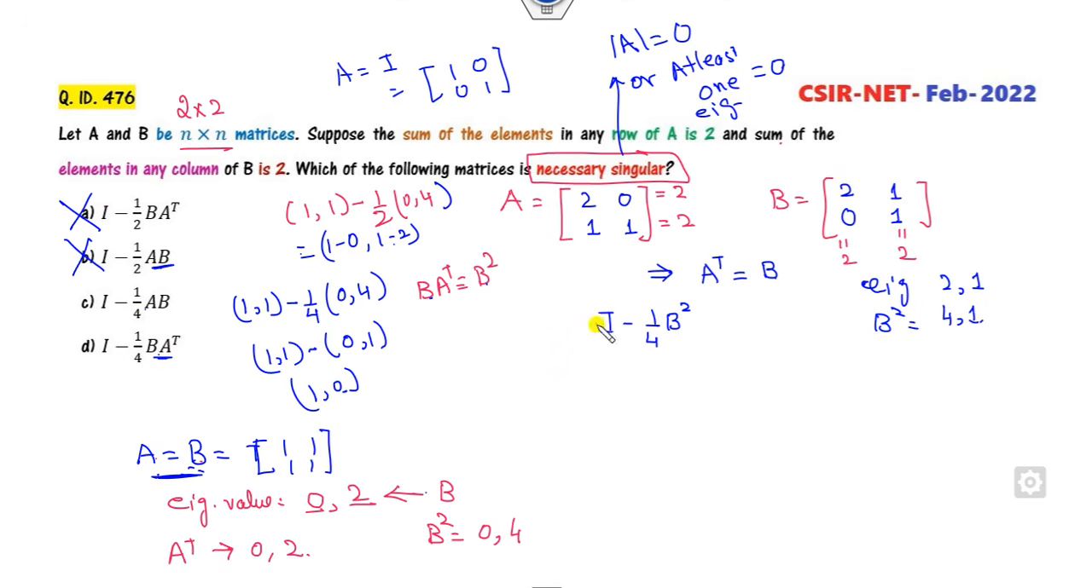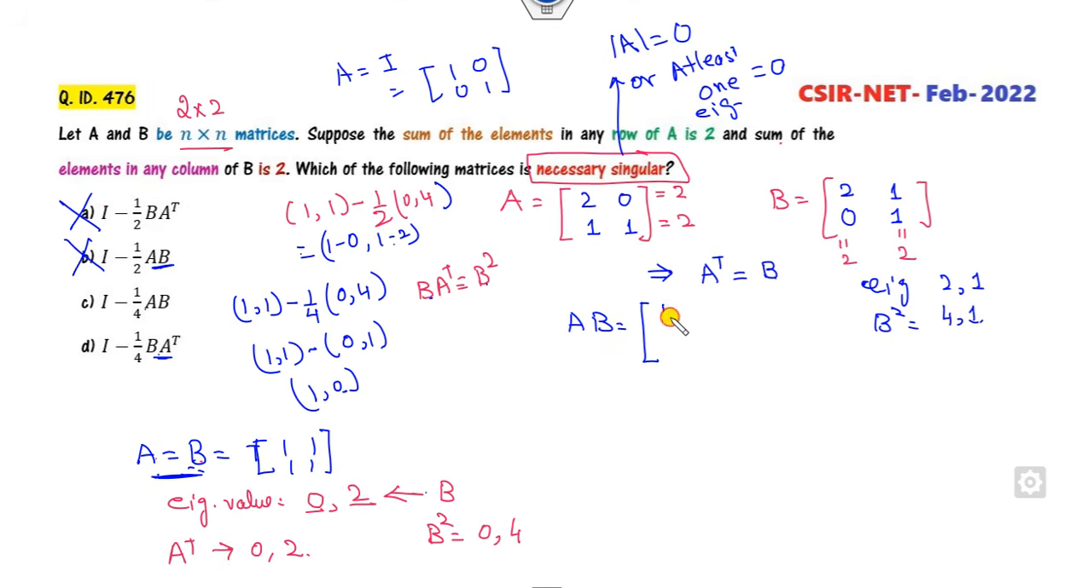4 comma 1. So if I substitute here, these are the eigenvalues of the 1 comma 1. The eigenvalue of this is 4 comma 1. So it is 1 minus 1, 1 minus 1 by 4. It is still 0, so we can't discard them. So we will check about the AB. If I take A and this, what is the AB?